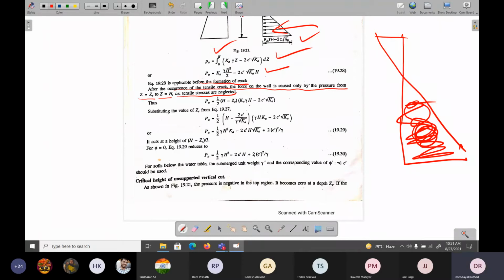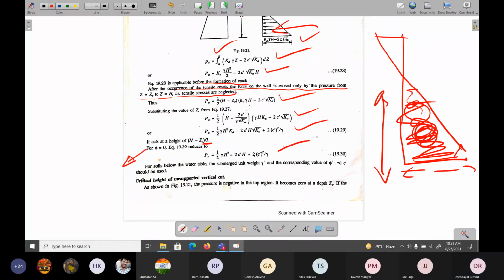Then how to find this pressure here? We know this height. Same thing, half into base into height, and substituting the ZC value, you will get this total force. And where will it act? At H minus ZC by 3. Again here, if you substitute phi equals 0, purely cohesive soil, then you will get this expression. Phi equals 0 means purely cohesive soil.